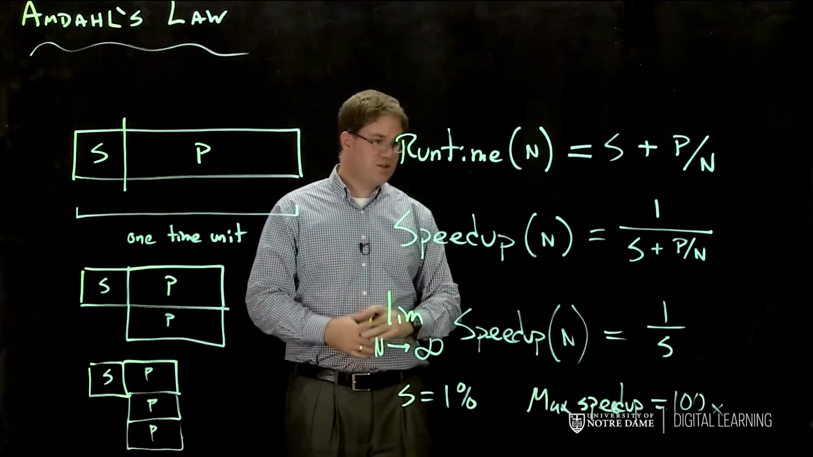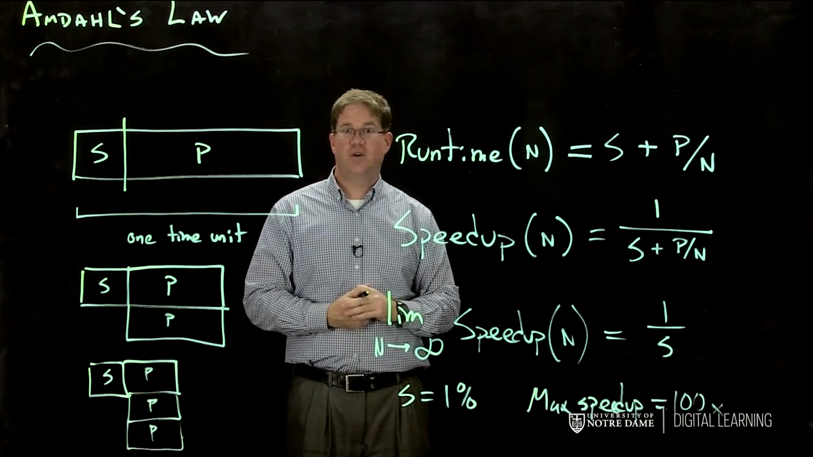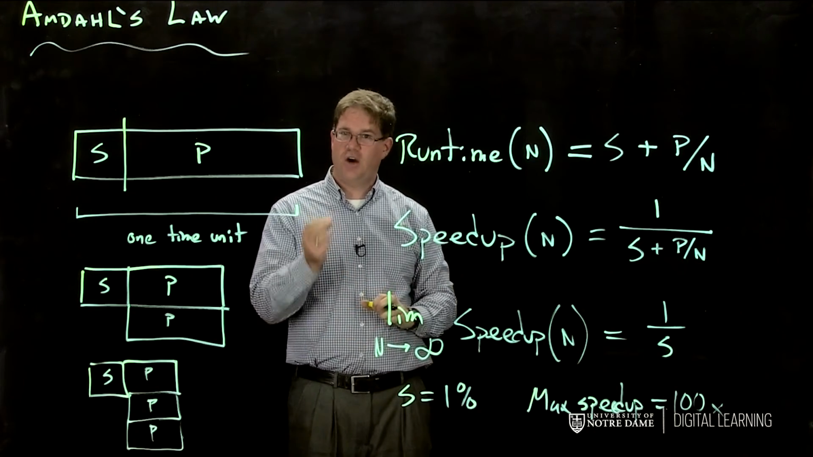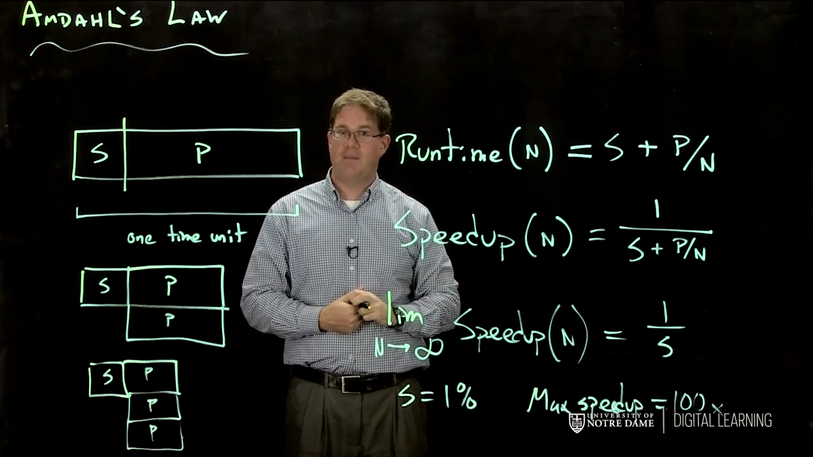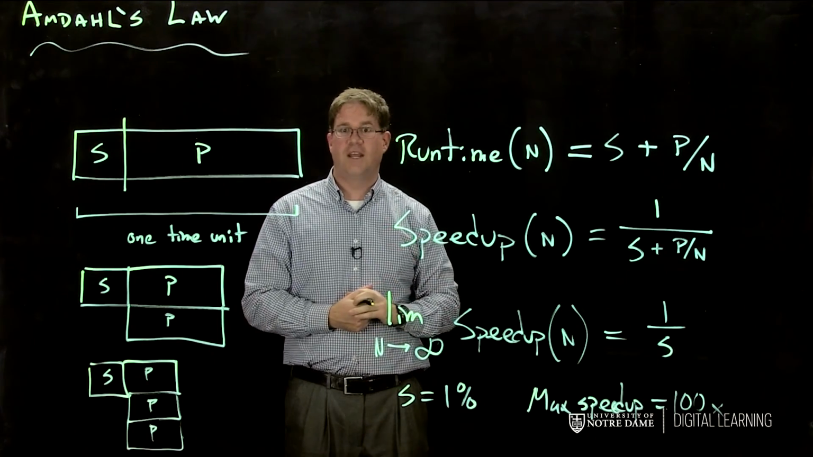Now, Amdahl's law describes in coarse terms any parallel application. And so it's telling you that no application can scale out to infinity. There's always some component of it which cannot be parallelized. And that means there's a limit to the number of processors on which you can run and still get a benefit.